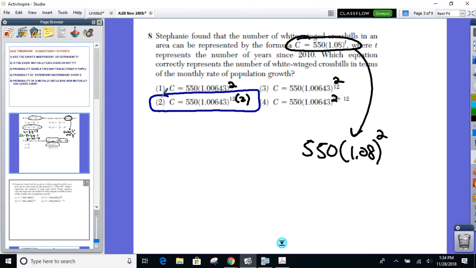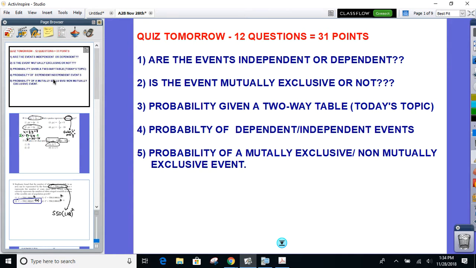Okay, now about the present. You have a quiz tomorrow on probability. I'll make it easy for you. It covers yesterday and today. That's it. So what I mean is, are they independent or dependent? Mutually exclusive or not mutually exclusive? And then actually finding those probabilities.